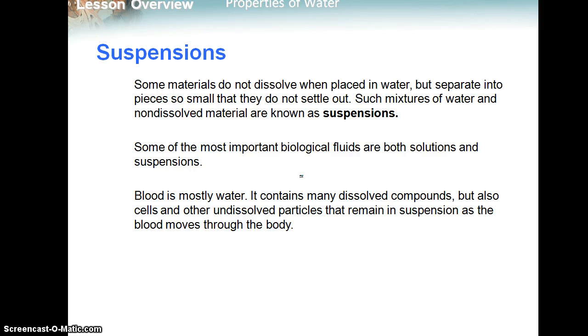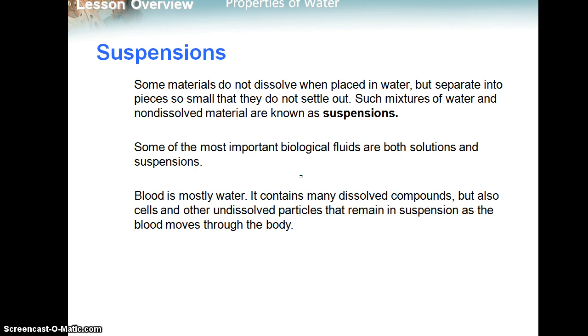Suspensions, we're going to be able to mix it up, but we can separate those pieces out, and usually they'll settle out. So if you remember the oil and the water, if we mix that oil and water up really well, we can't really see the oil for a few minutes, and then the oil will separate out and come out of suspension and settle on top of the water because of its density.